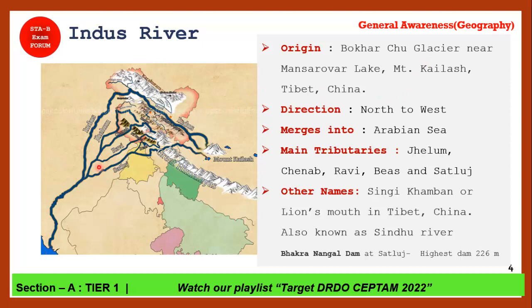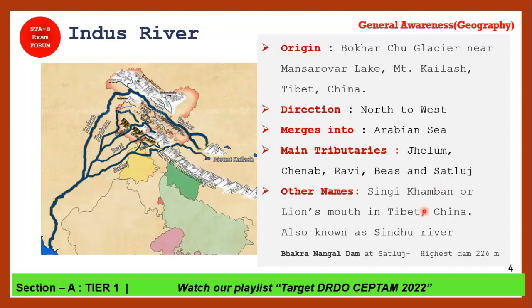And it has 5 tributaries: Jhelum, Chenab, Ravi, Beas, Satluj, okay. From which Punjab, 5 rivers, Panj plus Ab. So 5 rivers. What are these 5 rivers? Jhelum, Chenab, Ravi, Beas, Satluj, okay.